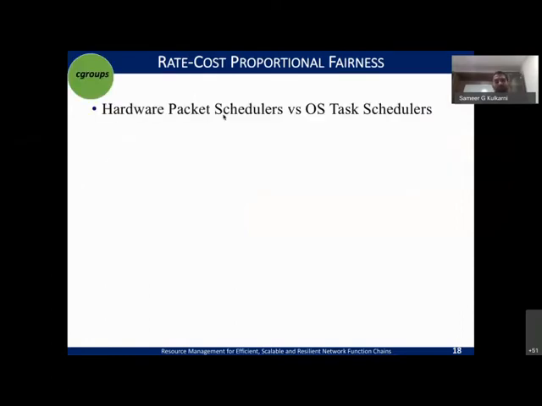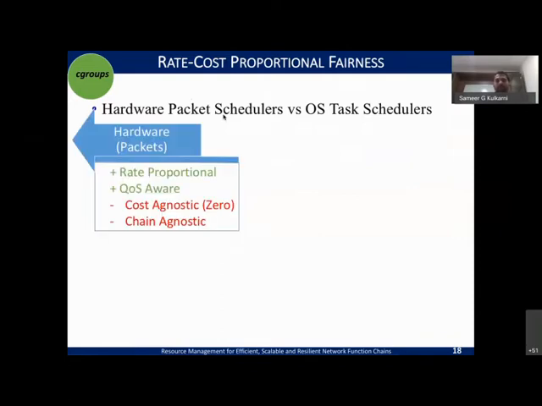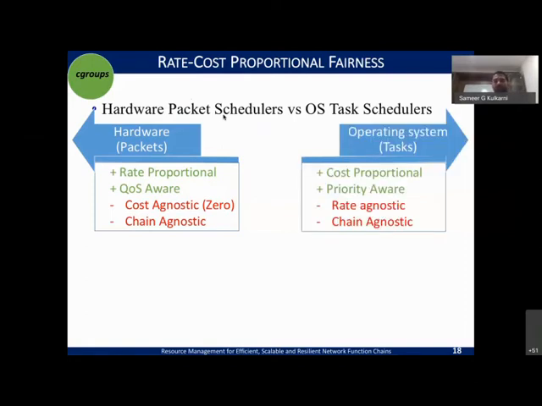So we try to use the same C groups scheme and integrate that with the schedulers the way they have to operate. And the intuition here is, if you look at the hardware packet schedulers in networking switches or routers, they are rate proportional, like we said, and they are also QoS aware, in terms of if you have different packets with different markings, you can address them then and there. However, they are cost agnostic because every packet is processed in the same way. And there is no chain awareness either because all the packets that are queued are processed in the same way. While the operating system task schedulers, they are aware of.